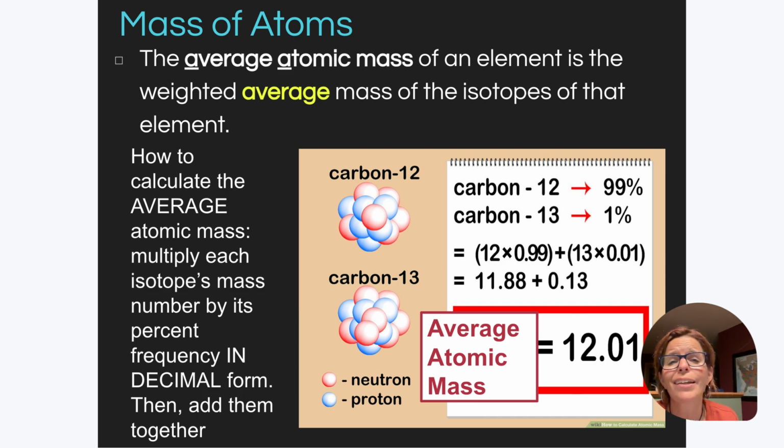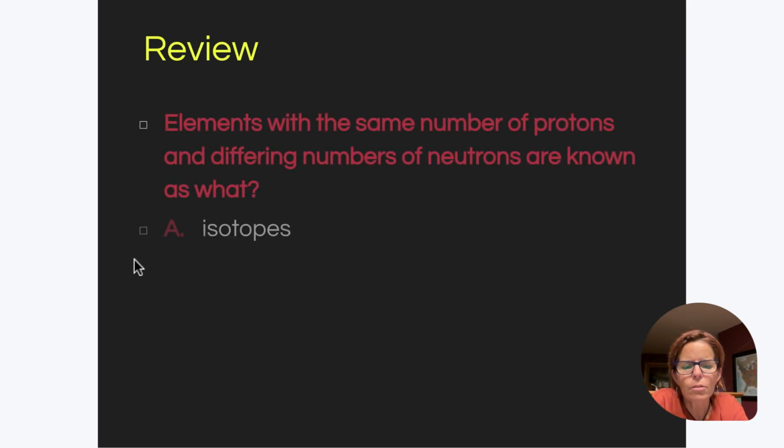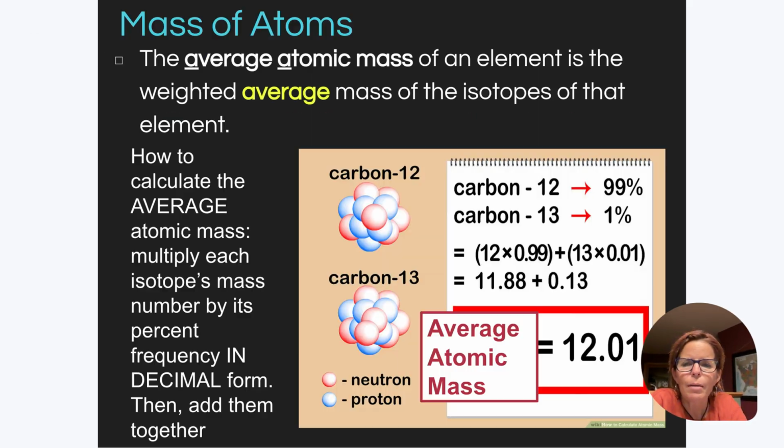How you calculate it, we're going to learn how to calculate it, and you need to be able to do it on our test. So we'll be practicing this. It says: multiply each isotope's mass by its percent frequency in decimal form, then add them together. All right, let's try it.